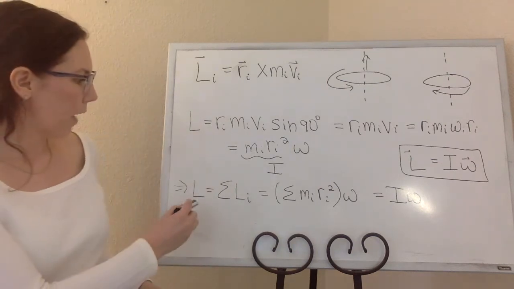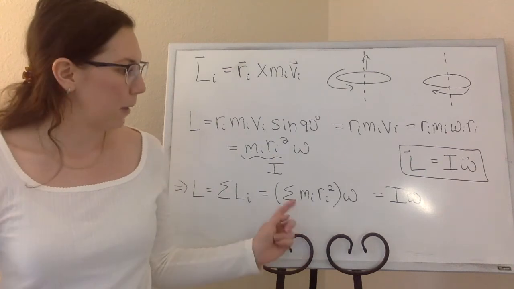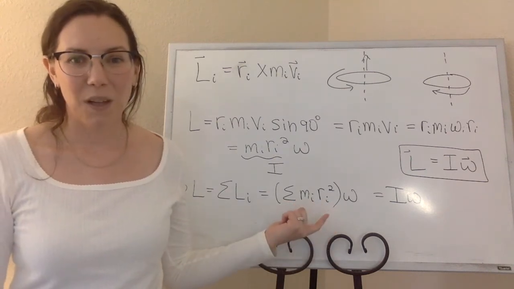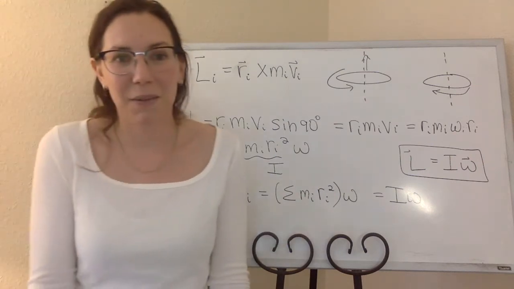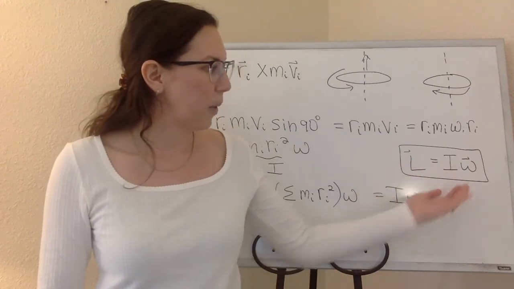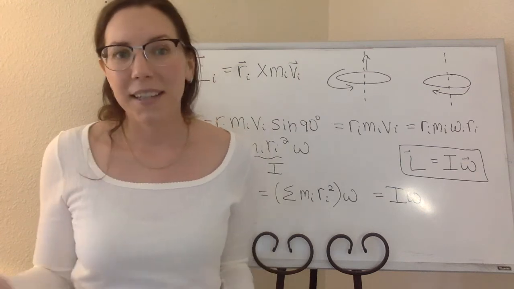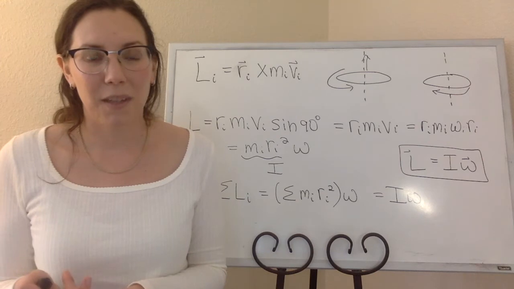Okay, so then we have L equals the sum of all those individual angular momentums. So the sum of all m_i r_i squared times omega. And this we know is the total moment of inertia for that body. So this gives us a really important relationship, which is that the angular momentum of the system equals I times the angular velocity, omega.